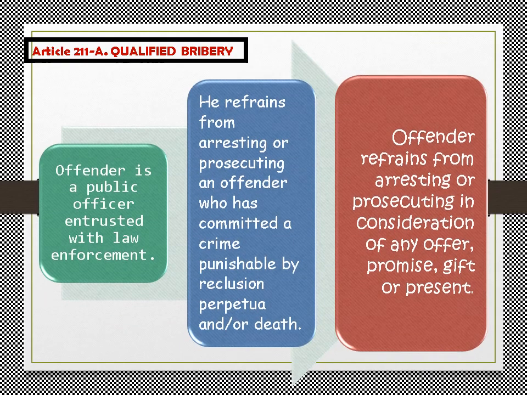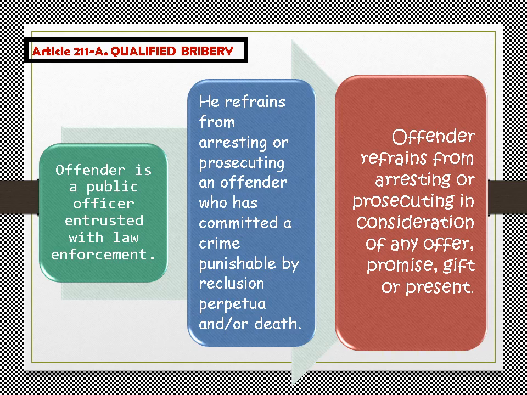So there is an Article 211-A, and that is your qualified bribery. So aside from direct bribery, indirect bribery, meron ding qualified bribery. So kailan ba siya nagiging qualified bribery? The elements are the following. The offender is a public officer and he is entrusted with the law enforcement, and he refrains from arresting or prosecuting an offender who has committed a crime punishable by reclusion perpetua and or death. And the last element is the offender refrains from arresting or prosecuting in consideration, again, of any offer, the promise, the gift, or the present.